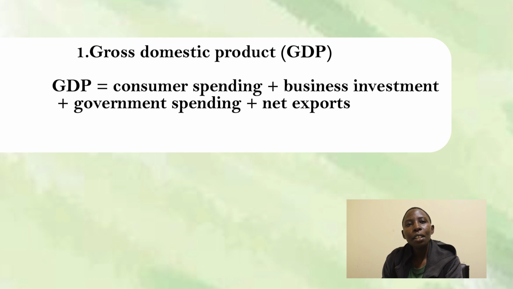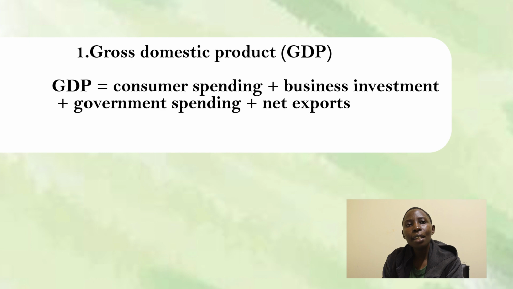The first economic indicator is the GDP. The GDP stands for Gross Domestic Product. Gross Domestic Product is like a report card of a country, of how the country is performing economically, from the quarterly to the biannual to the annual GDP rates.